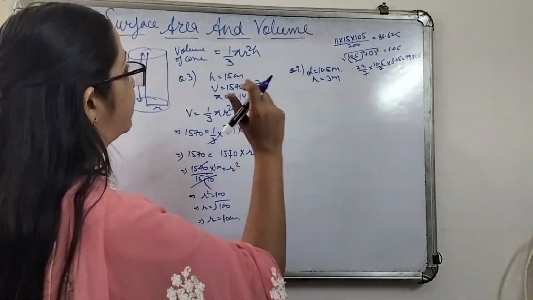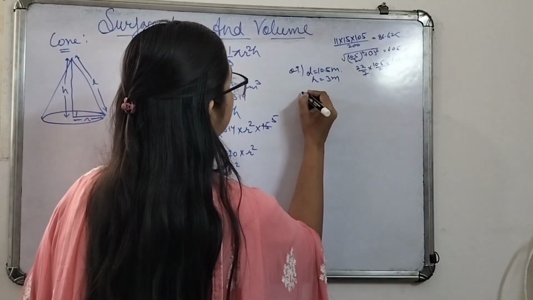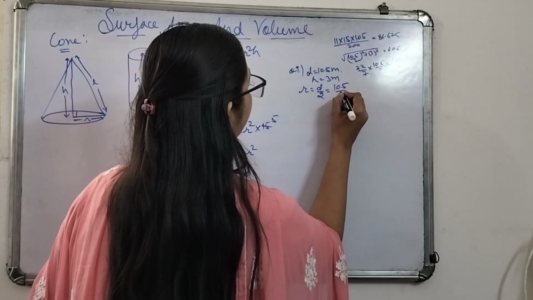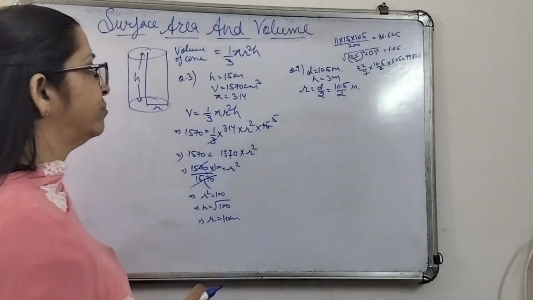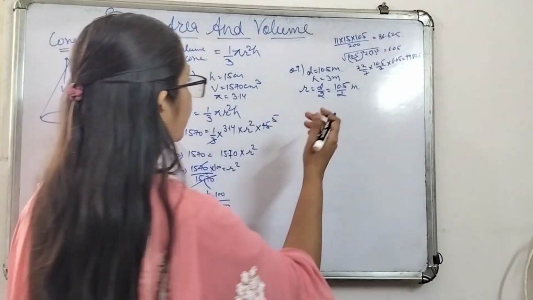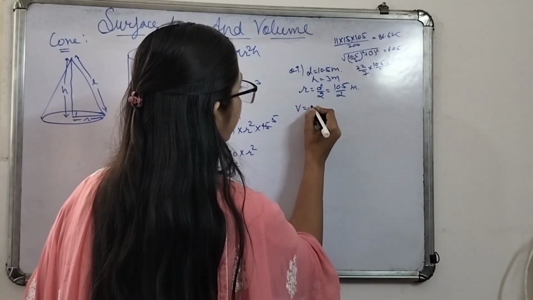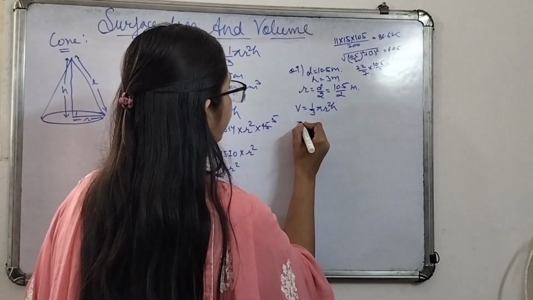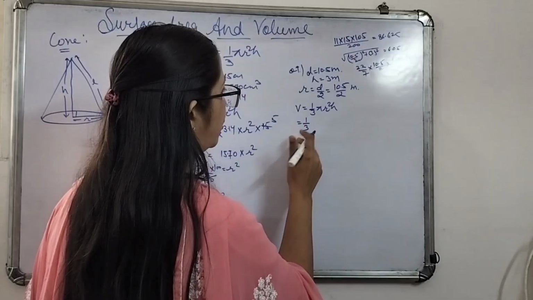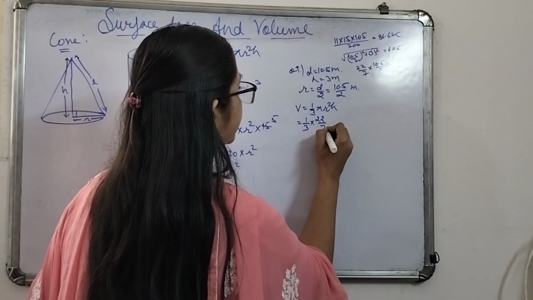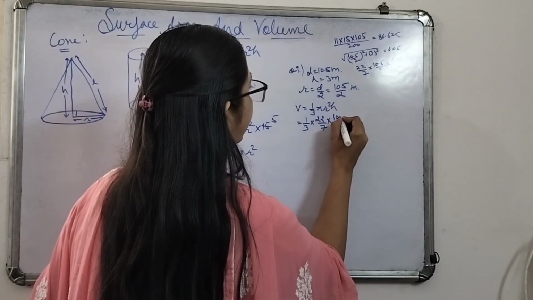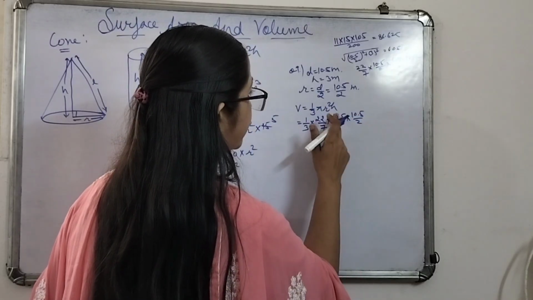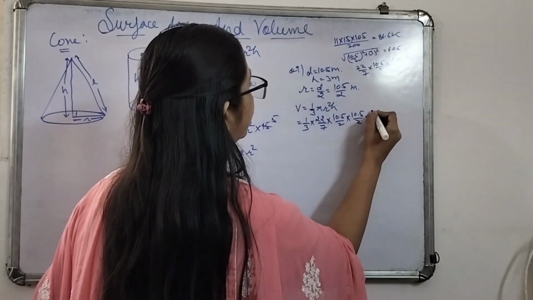Now see over here, diameter is given to us as 10.5 meter. So radius will be diameter divided by 2, that is 10.5 divided by 2 meter. This is the radius. First of all, we have to find the volume. So volume will be 1 upon 3 pi r square h. We will keep all the values: 1 upon 3, pi will be 22 by 7, r is 10.5 by 2, again multiplied by 10.5 by 2, r square it was, and h is 3.